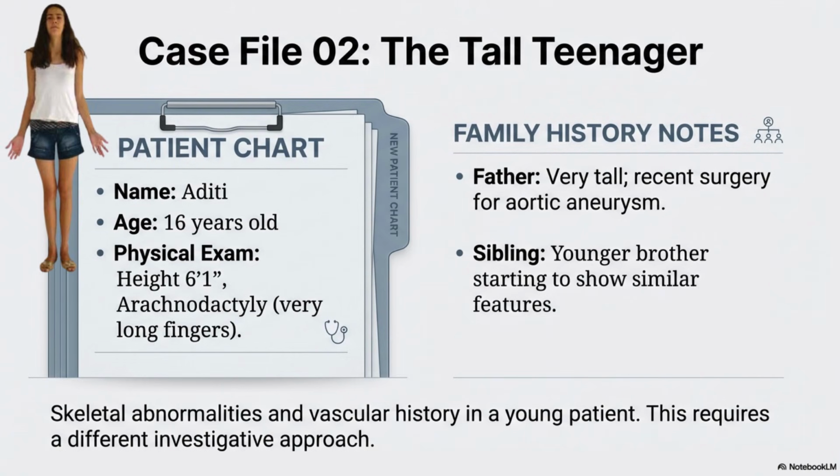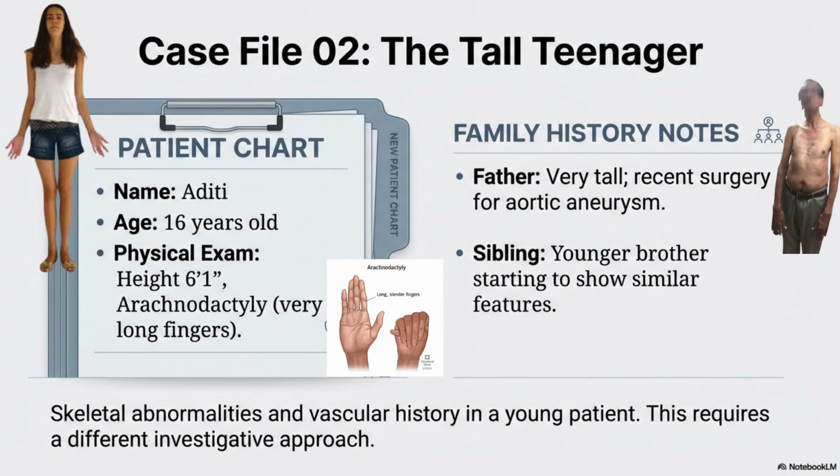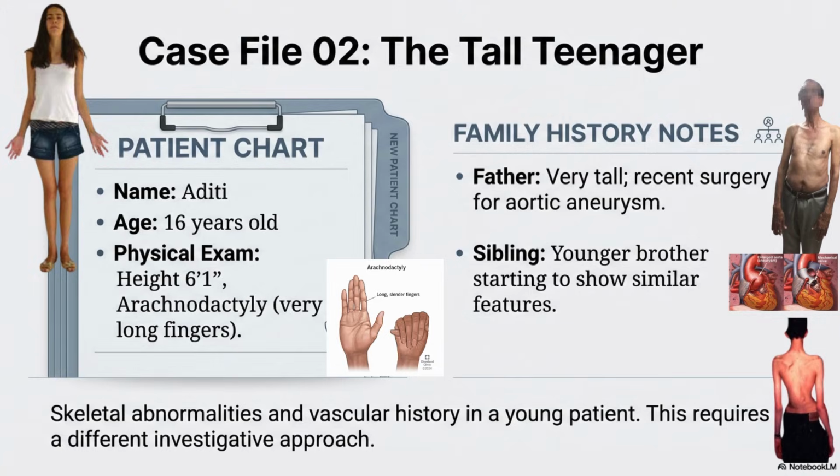Case 2. The tall teenager, Marfan syndrome. Let's look at the clinical scenario. Aditi, a 16-year-old girl, stands 6.1 feet tall. She has very long fingers, arachnodactyly. Her father is also very tall and recently underwent surgery for an aortic aneurysm. Her younger brother is starting to show similar features.